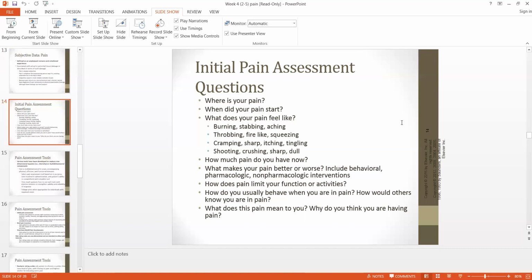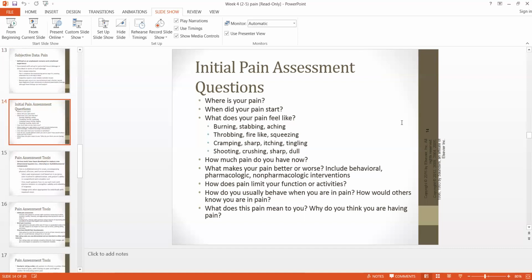How do you usually behave when you're in pain? Some people curl up in a ball and don't want to be bothered. Some scream when they're in pain. Some seek pain relief measures. Some go for a walk. So how do you behave, and are you behaving that way now?